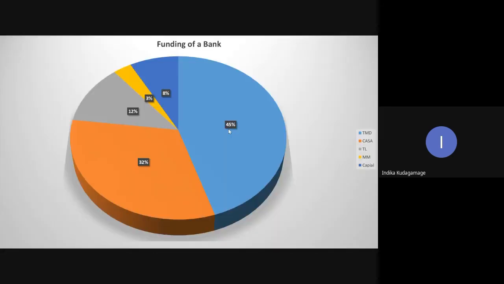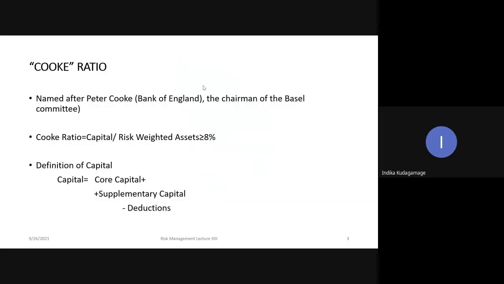What does that mean? This graph was done for that. If you want to lend 100 rupees, 8% of that has to be your own funds. The balance 92, you can finance through any of these methods or a combination of these methods. That is the meaning of capital adequacy, right? Anything above 8% from your own funds, the balance you get from these mechanisms. Right? That is capital adequacy. Capital divided by risk-weighted assets.